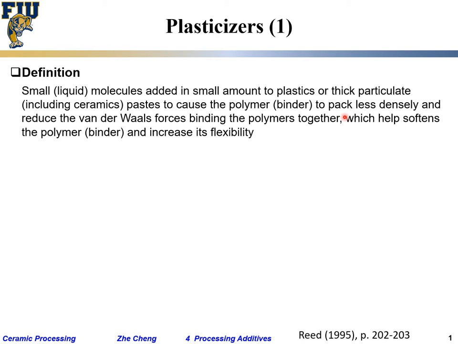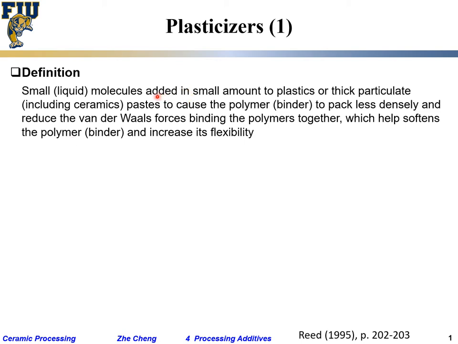The polymers pack less dense because you have small molecules that disrupt the packing and reduce the interaction between the polymer molecules, which helps soften the polymer, make the polymer behave less rigid, more plastic, easier to shape. The word plasticity means when you apply a stress, the material would permanently change shape or permanently deform.